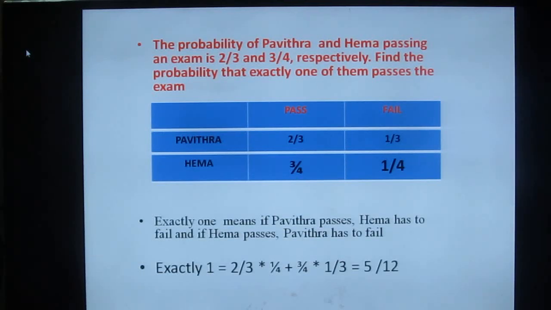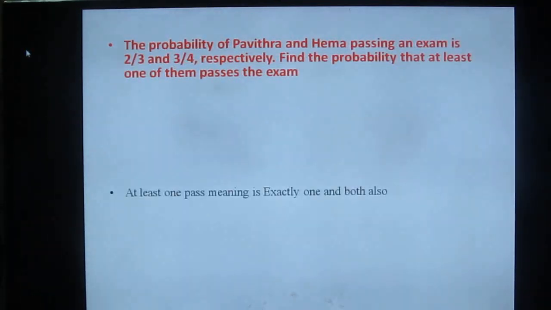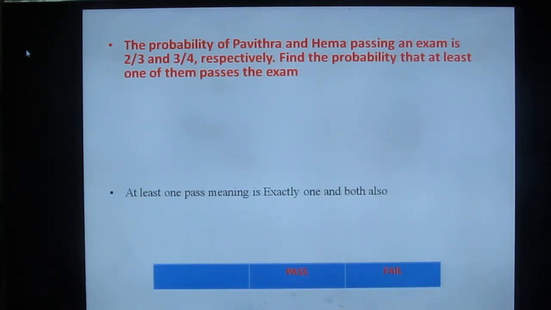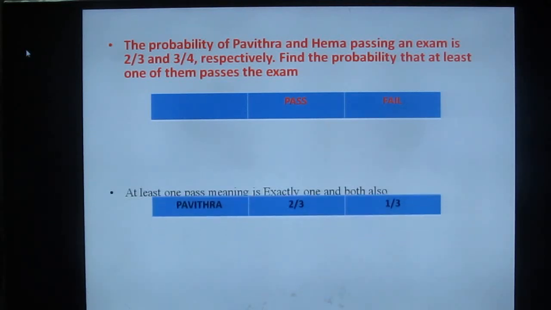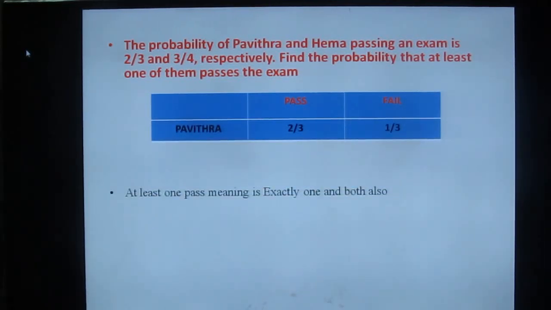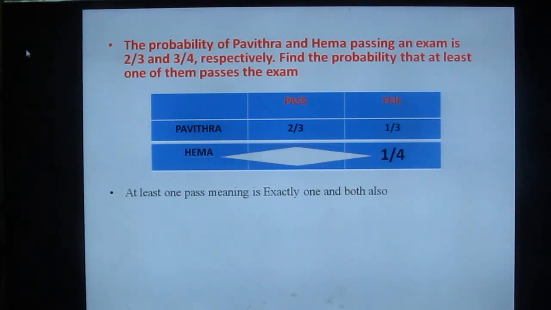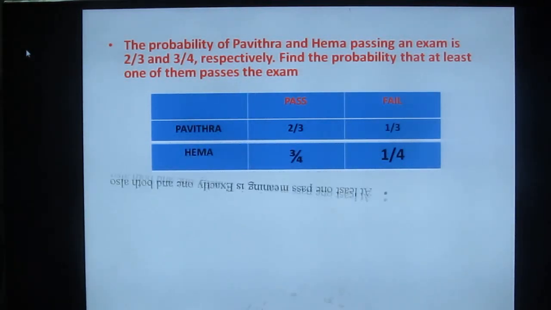Clear? Shall we go to the next question? The probability of Pavitra and Hema passing an exam is 2 by 3 and 3 by 4 respectively. Find the probability that at least one of them passes the exam. Okay, at least one pass, what is the meaning of this? Exactly one and both also. So how to do this? The same column that we did earlier. Pavitra passing probability is 2 by 3, failing is 1 by 3. Hema passing probability is 3 by 4, failing probability is 1 by 4.